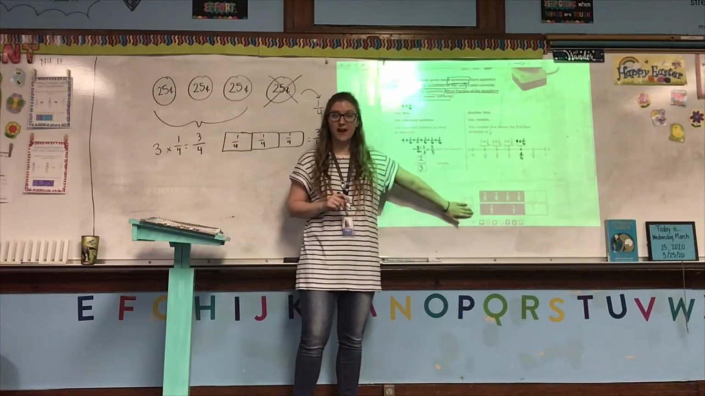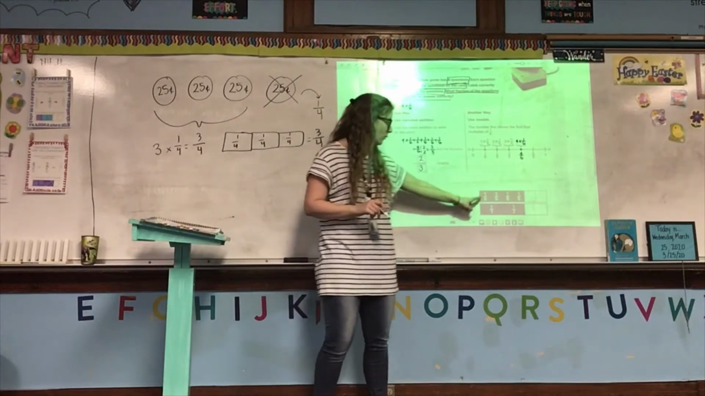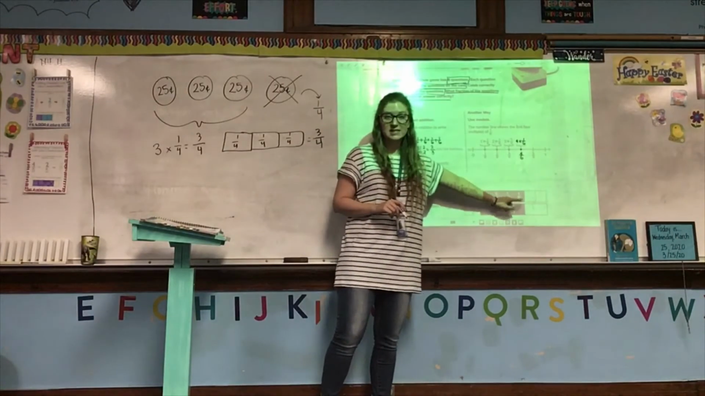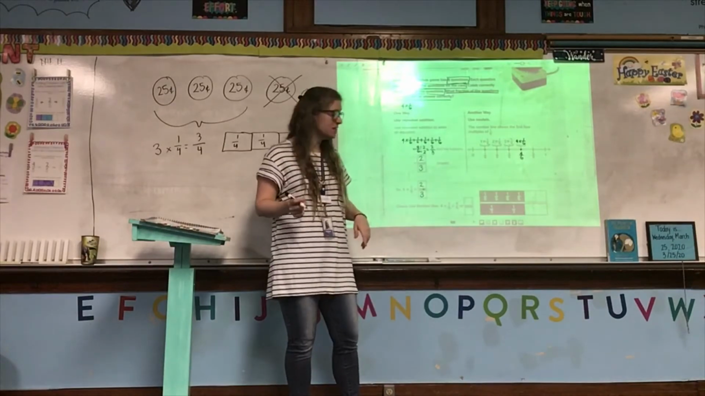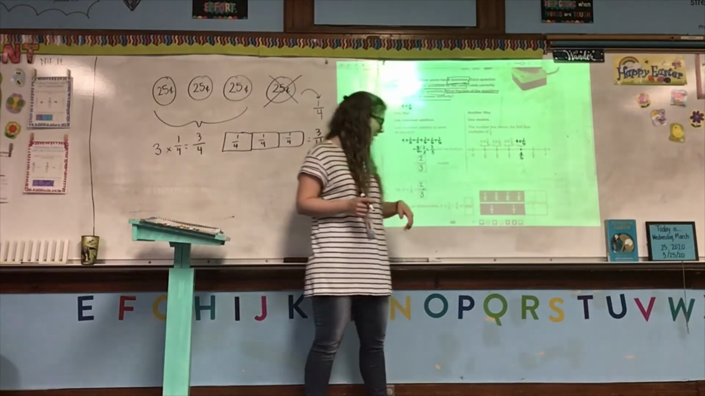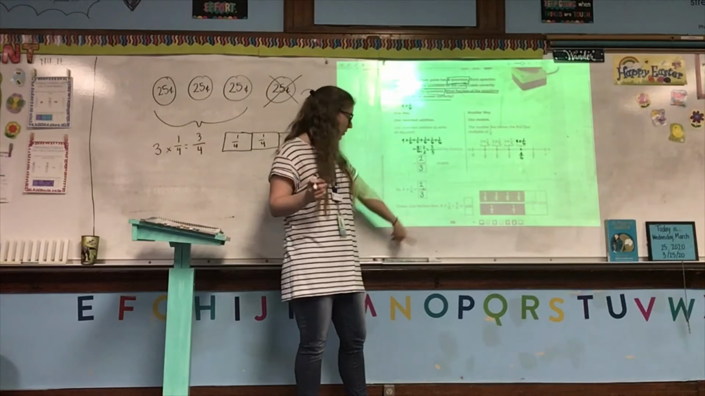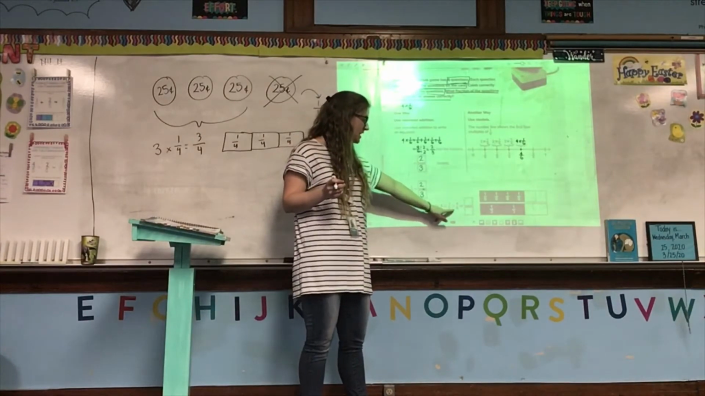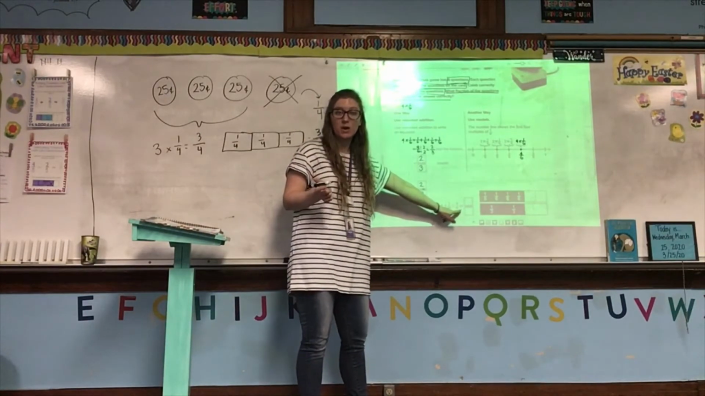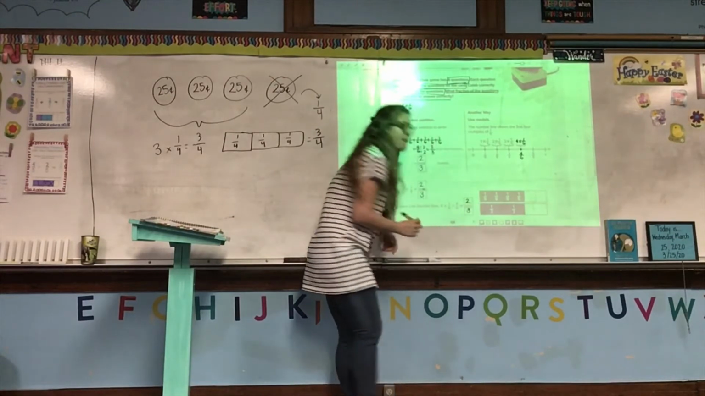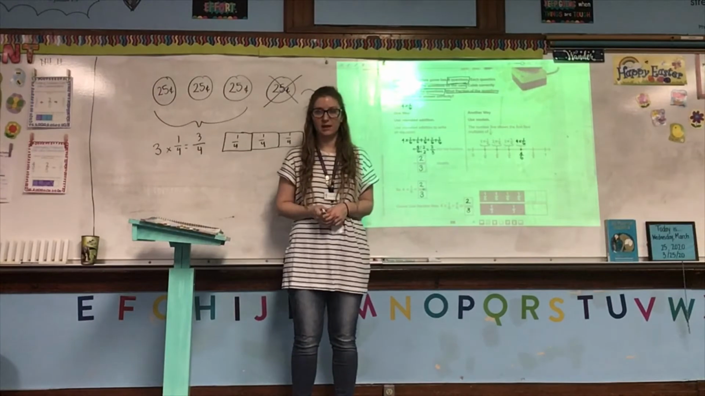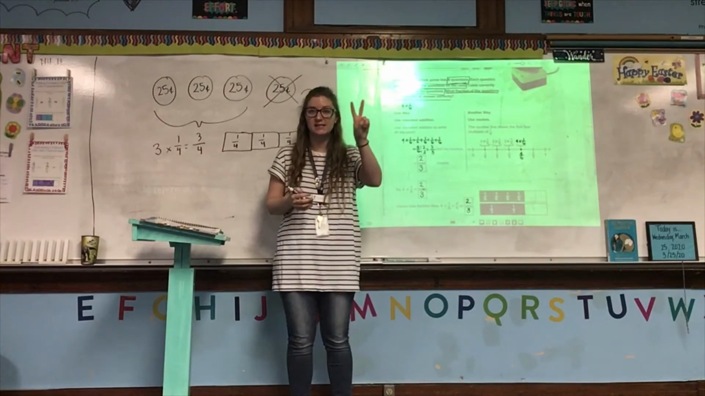Then, they checked using fraction tiles. So we have 1, 2, 3, 4 1/6 tiles, and we have 1, 2 1/3 tiles. They show the exact same amount of space, so that means we were correct. 4 times 1/6 equals 4/6, or in simplest form, 2/3. So those were 2 ways to solve.